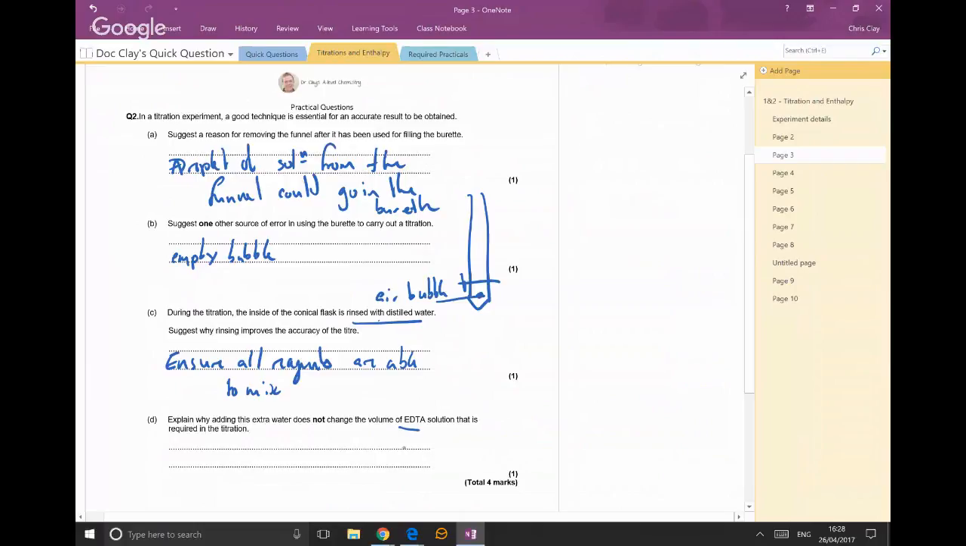Now, EDTA, if you don't know, is just a solution that we can use in titrations, but instead of EDTA, it could be any acid base, whatever it is. Okay, so it does not affect moles of reagent.